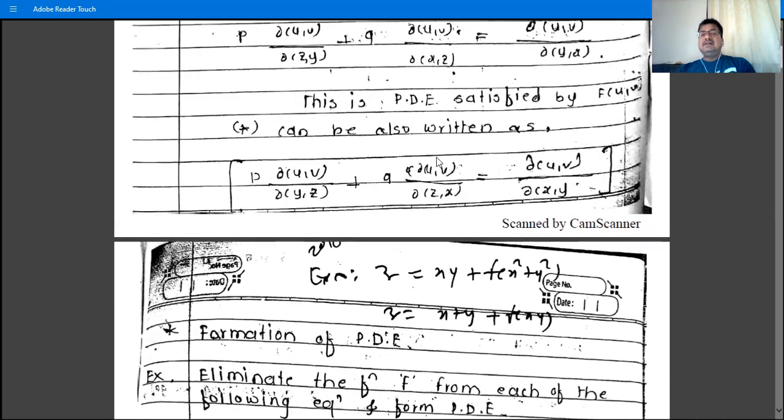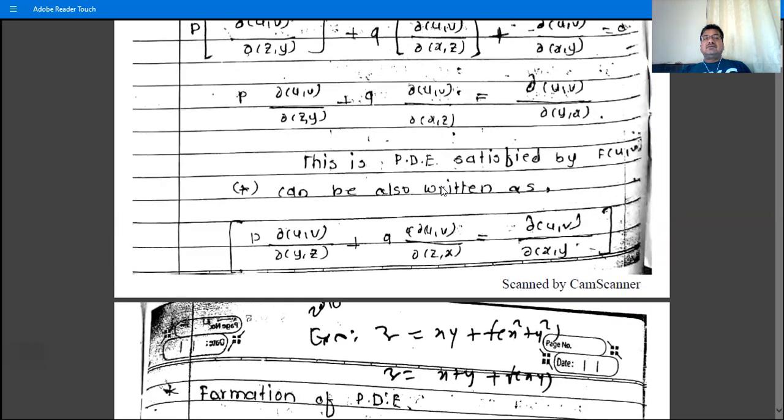We have this, and this is the partial differential equation satisfied by f of u, v is equal to 0. So this is the partial differential equation of this equation f of u, v is equal to 0. It generates this partial differential equation. That is, f of u, v is equal to 0 is the solution of this partial differential equation.